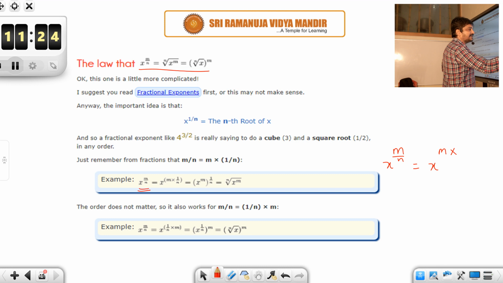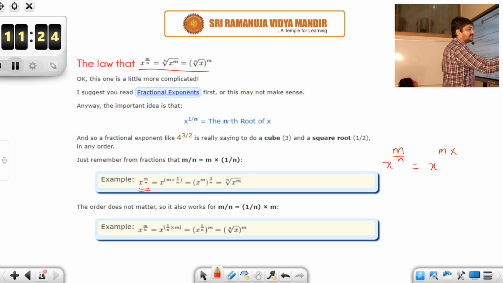So, for example, let's look at an example, say, what is 4 power 3 by 2? See, 4 power 3 by 2, we could write this as 4 power 3 into 1 by 2. And the same we could rewrite as 4 cube whole power 1 by 2. But what is 4 cube? That is 64. 64 whole power 1 by 2. So this is the square root of 64. Square root of 64 is 8. Okay. So in this way we could use this law. So x power m by n is nothing but the nth root of x power m.